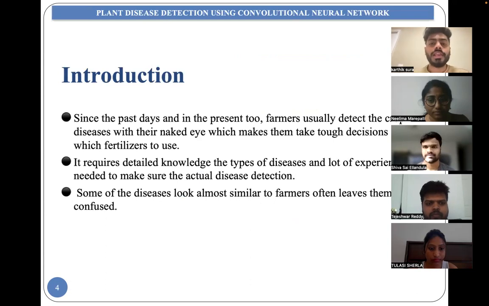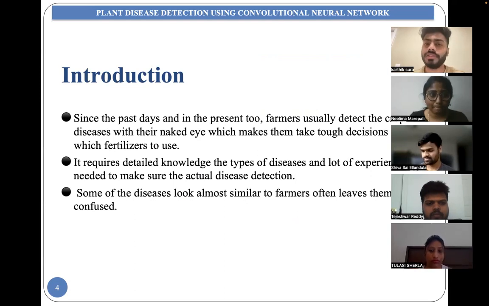This project is mainly useful for farmers. If a plant in the farming field is affected with a disease or a virus, the farmer is going to estimate the disease, estimate the fertilizer, and spray it. But in some cases, it may go wrong. The whole crop may get damaged and the farmer will incur a loss.